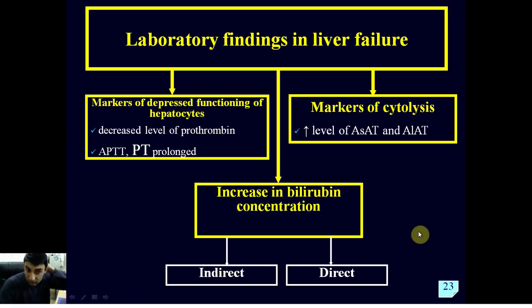And lastly, we may listen to our general public, and if they suggest that bilirubin is also important, yes, we may measure the level of bilirubin in blood, and depending on whether it is direct or indirect bilirubin, we will also conclude, since we are very smart, where the problem is, especially in the liver, in the hepatocyte.